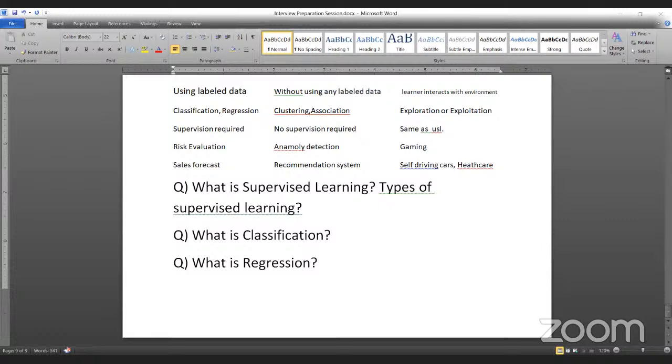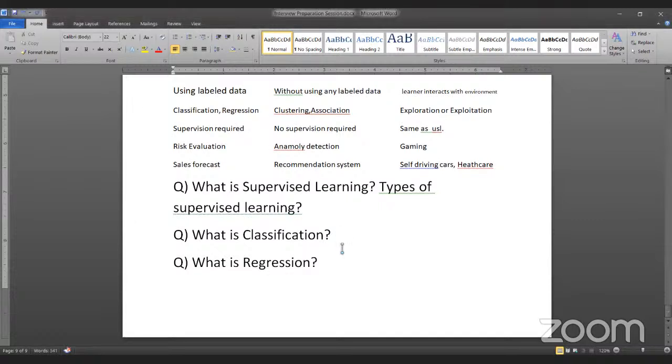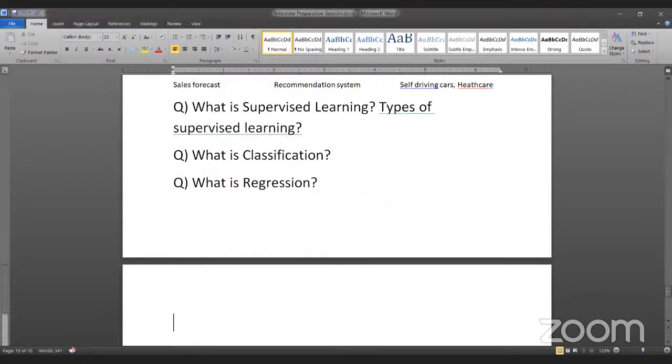Okay, next, so we are done with supervised. Next coming to unsupervised. So what is unsupervised learning? And also, what are the types?